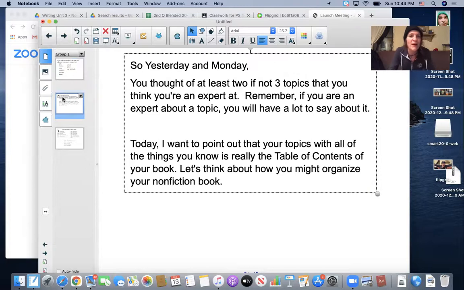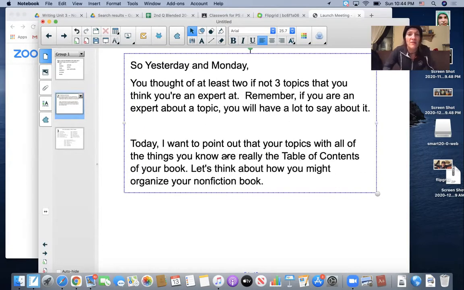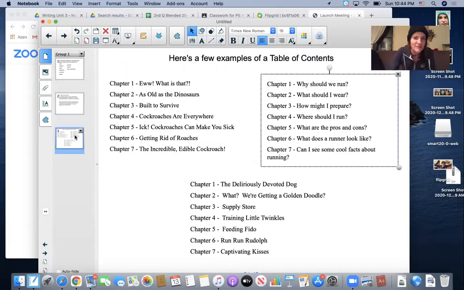But I want to point out that your topics, with all of these things that you know, are really the table of contents of your book. The way you're going to organize your nonfiction book is actually the table of contents in your nonfiction book. Oh my gosh, you caught me. I'm going to show you what I mean here.